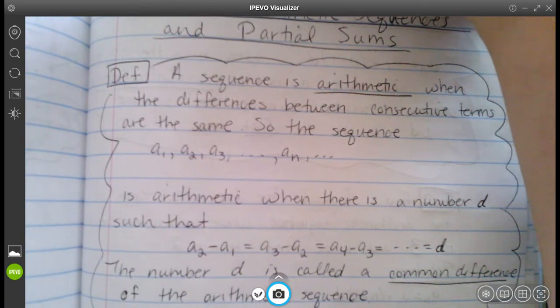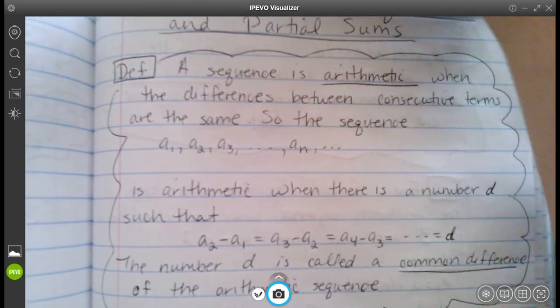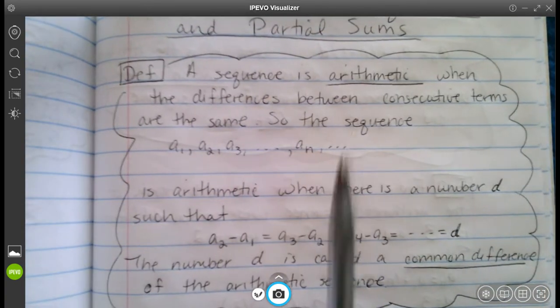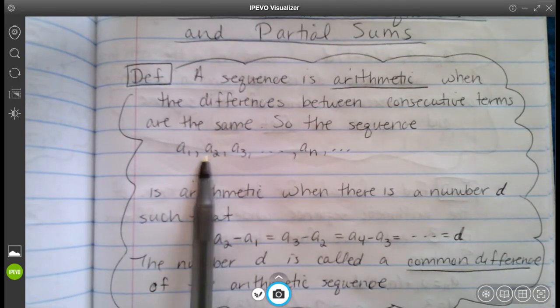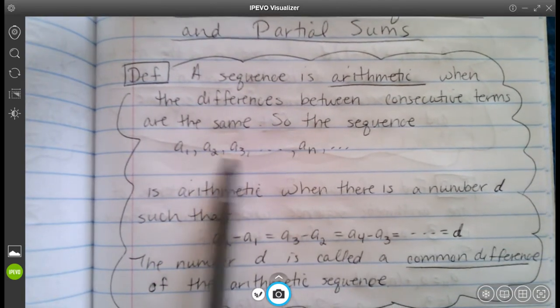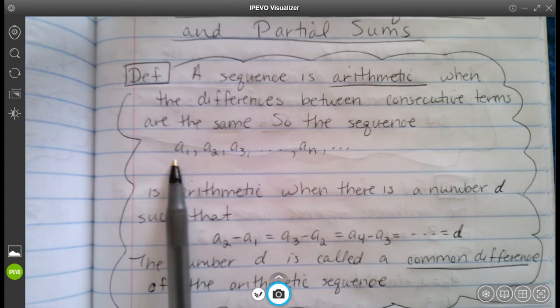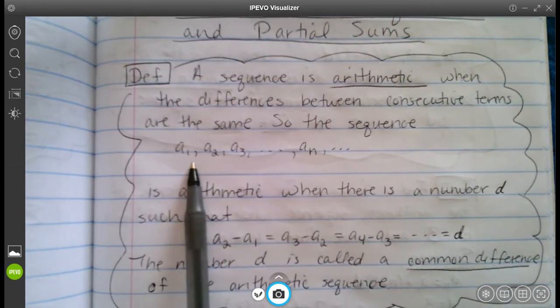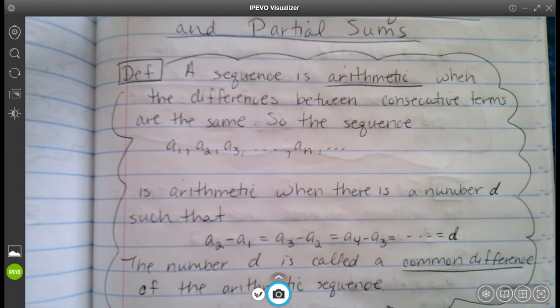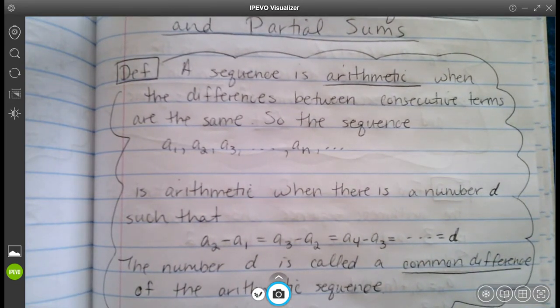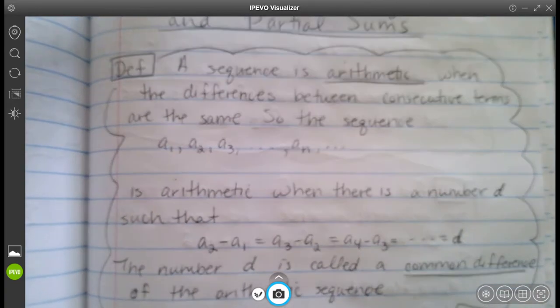We have a definition. A sequence is arithmetic when the differences between consecutive terms are the same. In other words, from this term to this term, it's plus 5 or whatever, then from here to here, it's also plus 5. So it's the same exact addition or subtraction between two terms, and that's called the common difference.